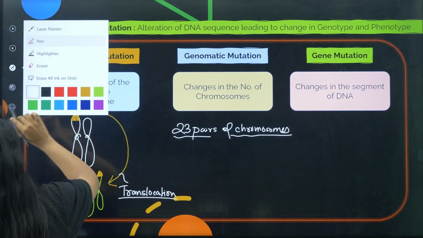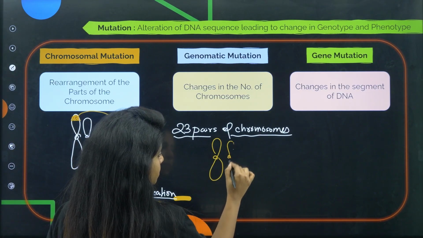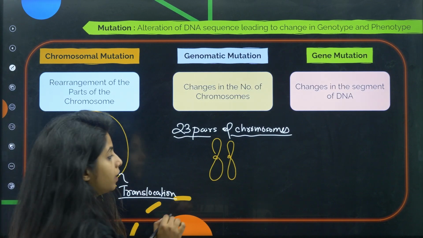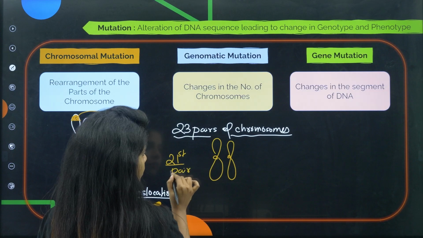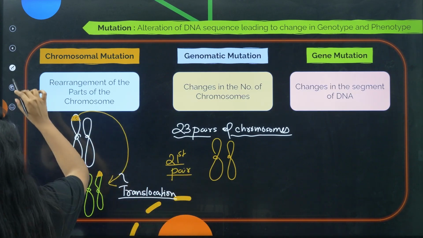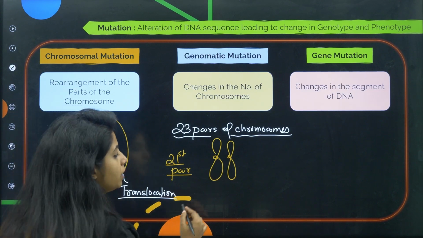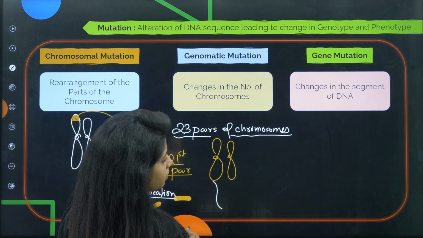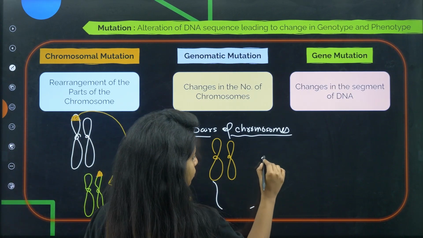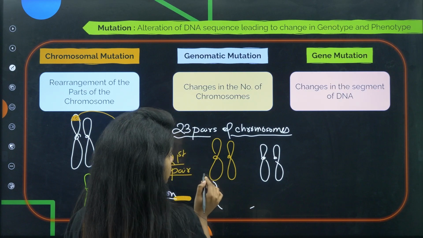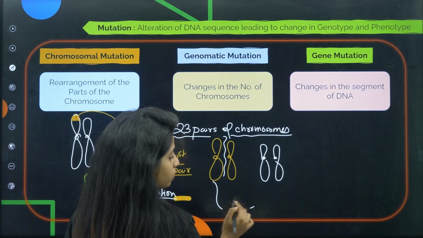Now, one very important thing about this: suppose this is a pair, and this is the 21st pair. When the gametes are formed, one chromosome comes from the mother's end and the other chromosome comes from the father's end. Only one comes from each side. Suppose this is the 21st chromosome of the mother and this is the 21st chromosome of the father. So from this pair only one should come down each side, right?